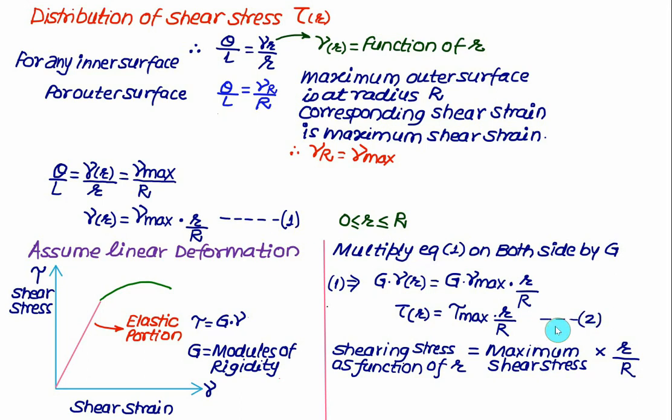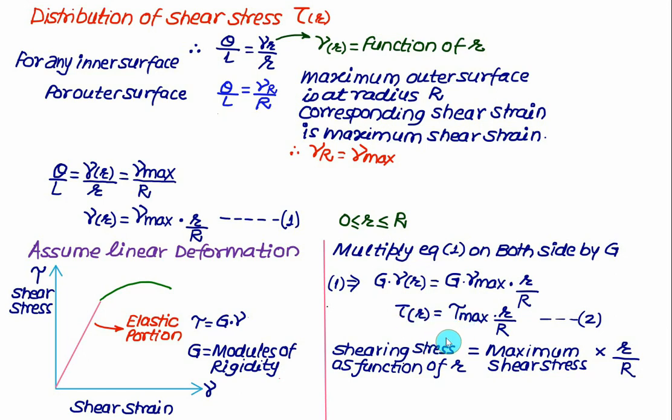But from this equation, first we conclude that the shear stress, which is a function of radius r, has a constant value of tau max and a constant value of capital R. So shear stress is directly proportional to the radial distance r. It means that if the value of r is equal to 0, the shear stress will be equal to 0, and it will increase linearly from 0 to capital R.